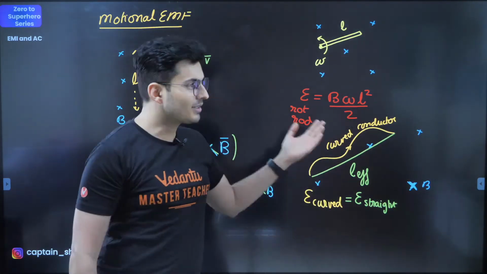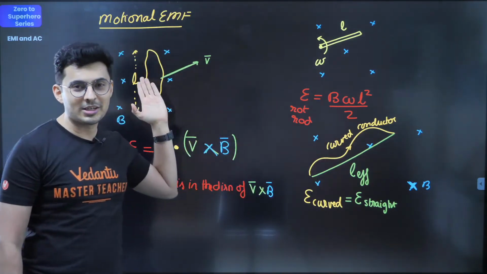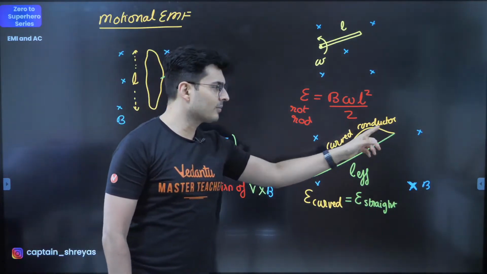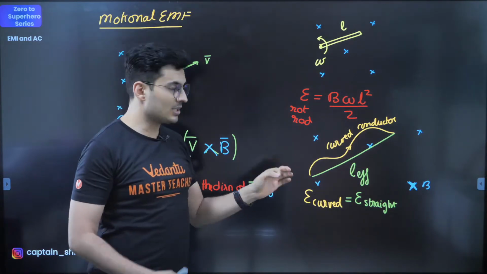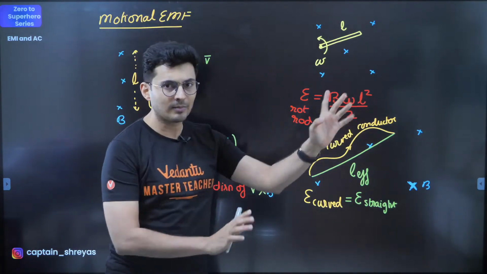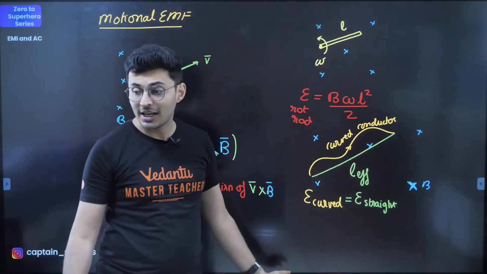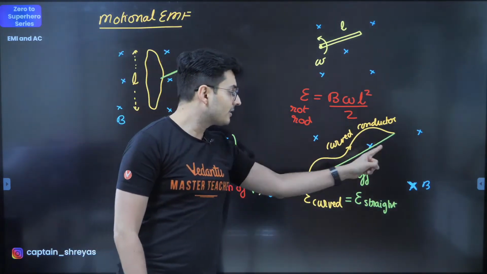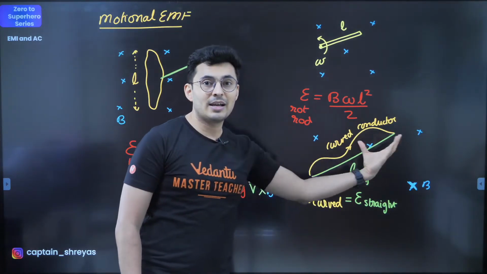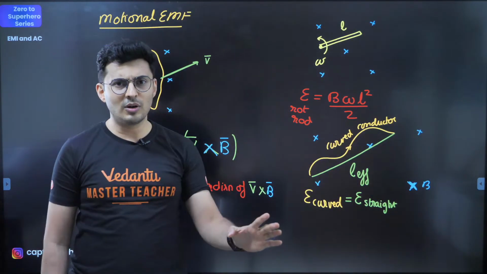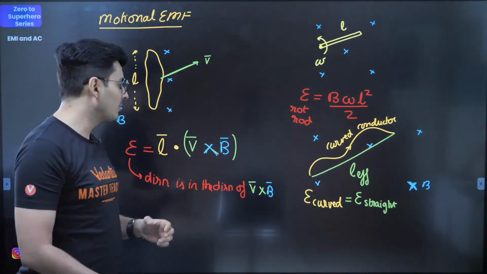Now guess what? The same logic also applies even for motional EMF. So if you have a curved wire, there is no current, remember, it's just a wire without any current, just passing. Then there is a potential difference created, EMF created. That EMF is exactly equal to the EMF by a straight wire joining the ends. It solves many questions, it helps you in many problems.